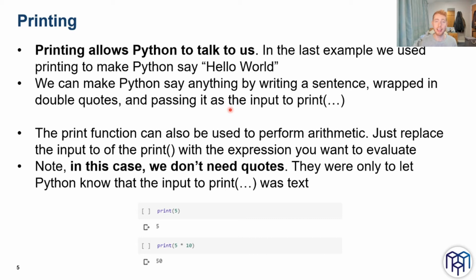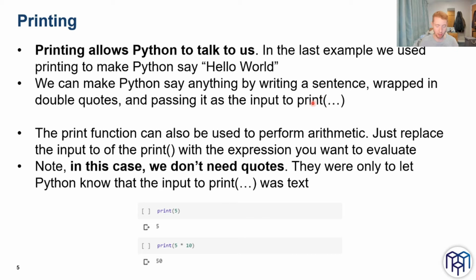And so one way of outputting is to do this thing called printing. Printing is Python's way of talking back to us. And so in the last example where we printed out hello world, that was a way of getting Python to say hello world to us. And that's just a classic example of the first line of code people write in various different languages. Hello world's the canonical first line of code you write. And so we can get Python to say anything we want just by writing it as a sentence and putting it inside of the print command.